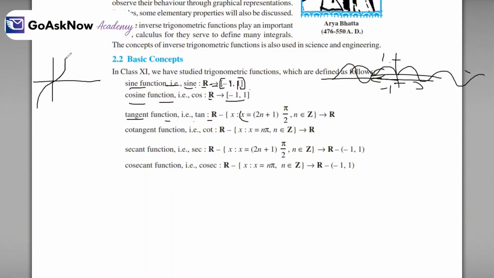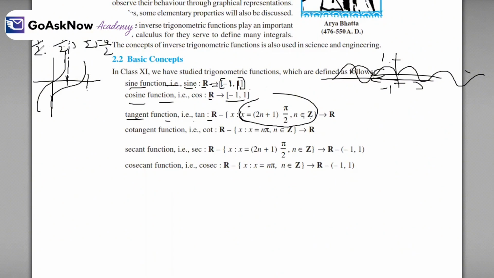It is defined only at points where real numbers are there, but it is not defined at π/2, then 3π/2. At those points the graph is tending towards infinity, or it is not defined. So you can say that the tangent function is not defined for these points where n belongs to integers. This definition is for π/2, 3π/2, 5π/2, and also -π/2.